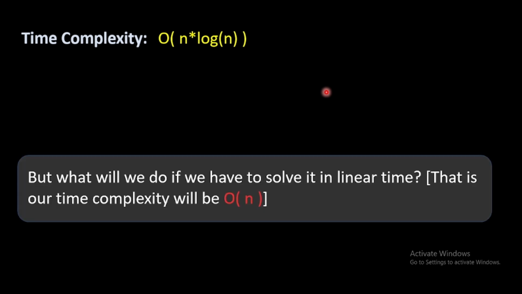Now what will happen if I ask you to solve this problem in big O of n, that is in linear time? If you think for a while, you may come up with using a hash map. So let's see this second method using a hash map. Let's revisit our previous example where our nums array contained 4, 1, 2, 1 and 2.